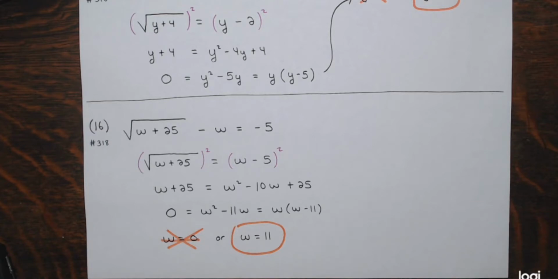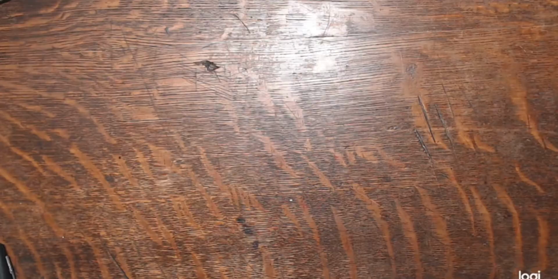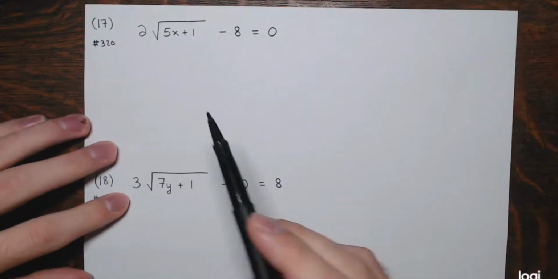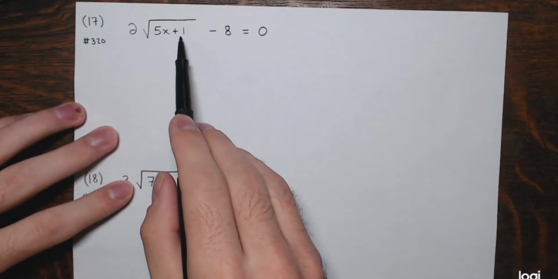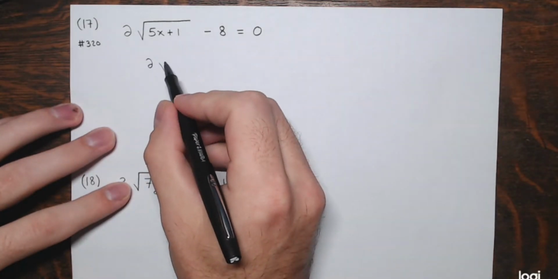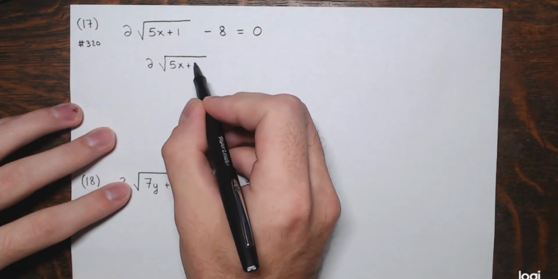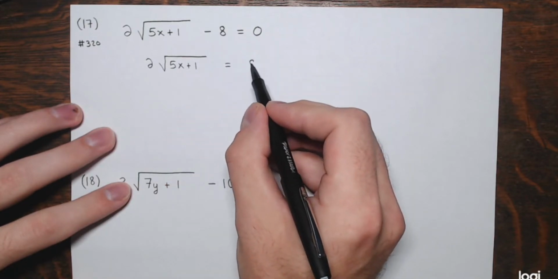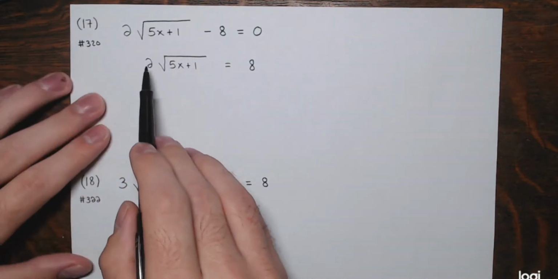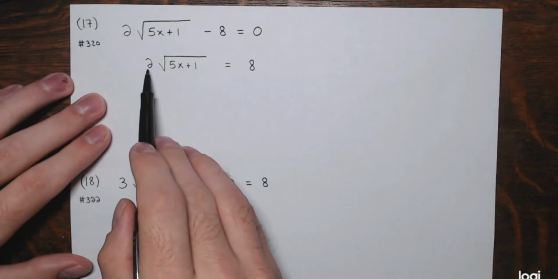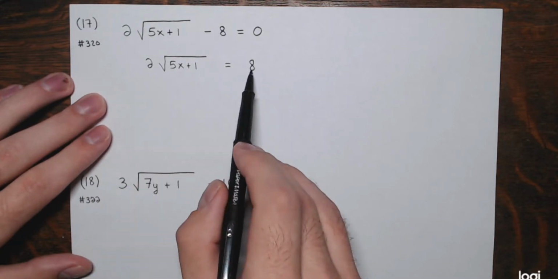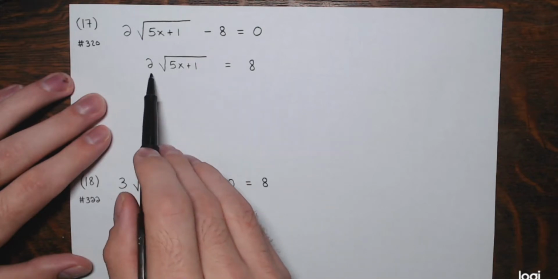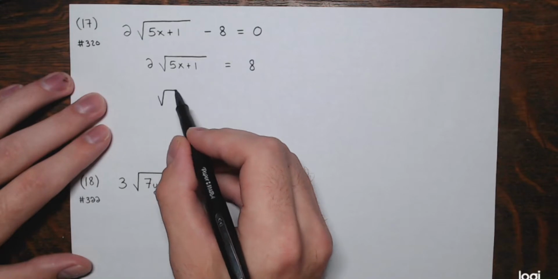Alright, then I have one final page of questions. So number 17, which is exercise 320 in the text. So again, I want to isolate the radical term. So we have 2 times the square root of 5x plus 1, and I would be adding 8. Now, normally I wouldn't do this. You would just square both sides, and this becomes 4 times the quantity 5x plus 1. But because 2 goes into 8 evenly, and I won't be dealing with any fractions, I'm going to divide both sides by 2 and get just the radical by itself, not just the radical term.